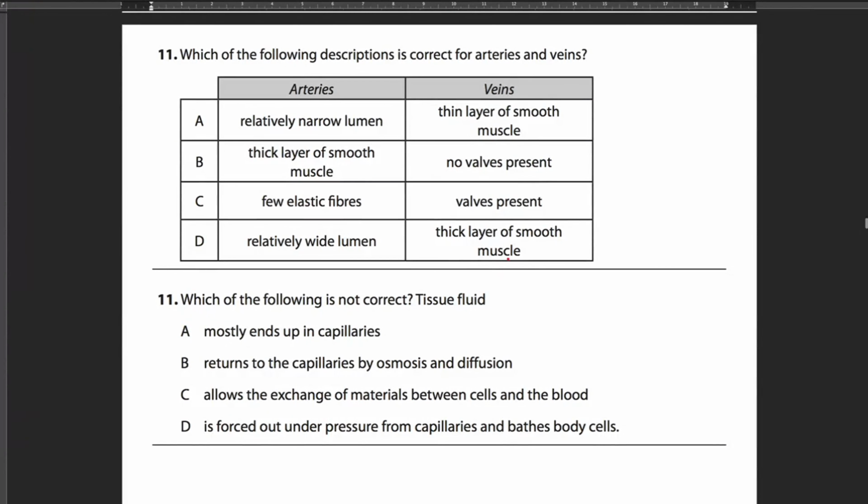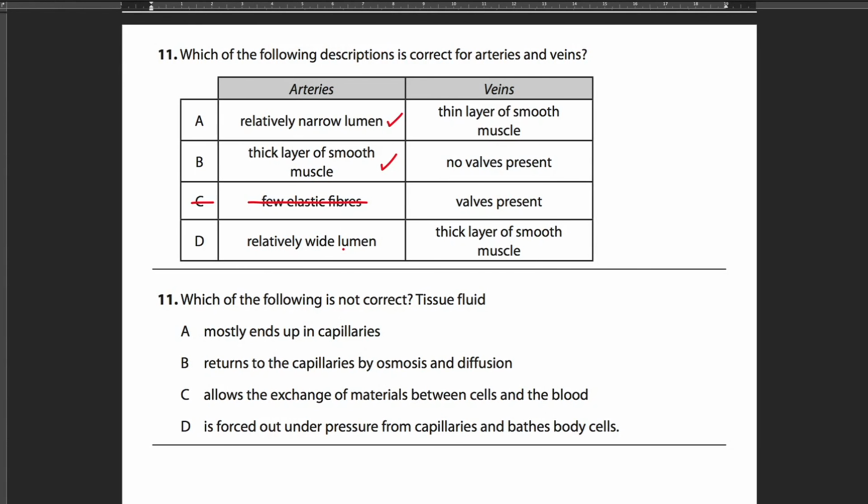Number 11, which of the following descriptions is correct for arteries and veins? So let's have a look at arteries first. They have a relatively narrow lumen. Well, that's true for arteries. They have a thick layer of smooth muscle. Again, true. Few elastic fibers. That's not going to be true for arteries because they need the elastic fibers so that they can stretch and recoil due to the high pressure of the blood. So it's not going to be C.